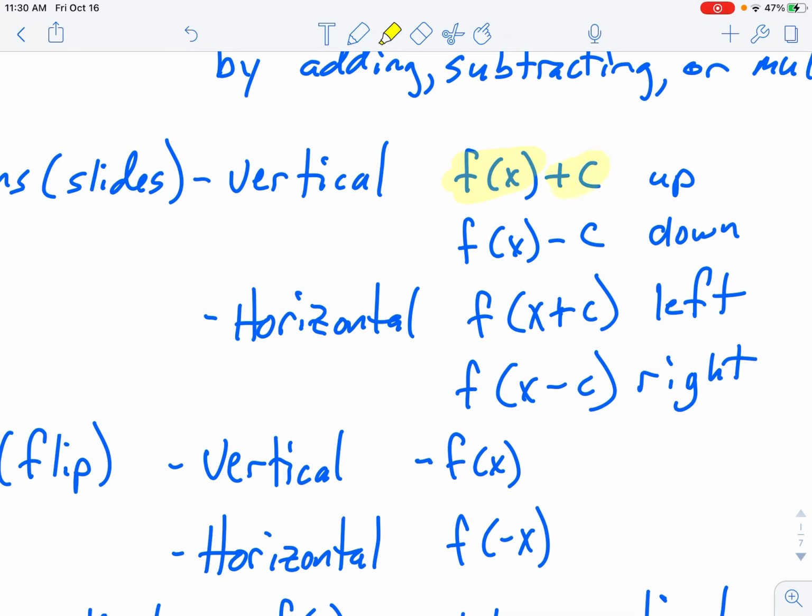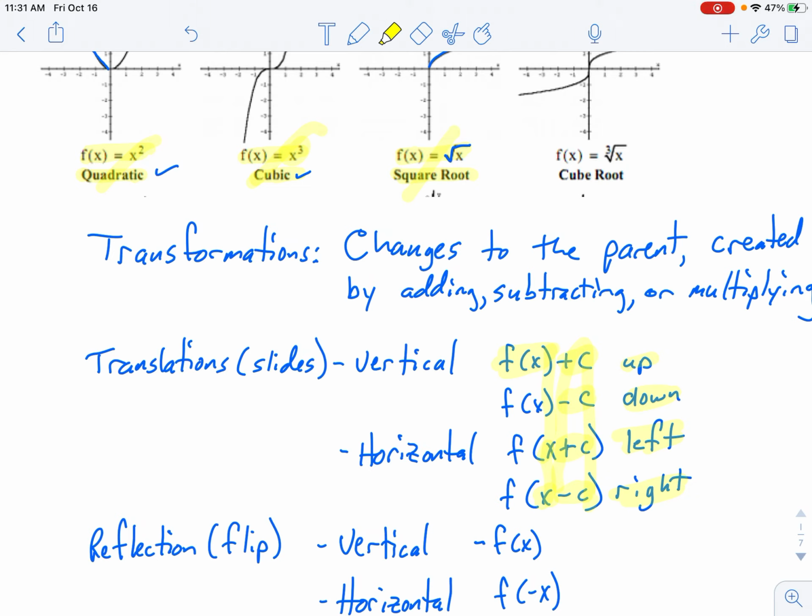When you add a number to the function, it moves the graph up. When you subtract a number from the function, it moves the graph down. When you add a number inside the function, so it's just added to the x, that moves the graph left. And when you subtract a number inside the function, just the x, that moves the graph right. So those 4 things are what we're going to try to learn today. That is the main goal. What happens when you take these 4 parent functions and do these 4 things to them?